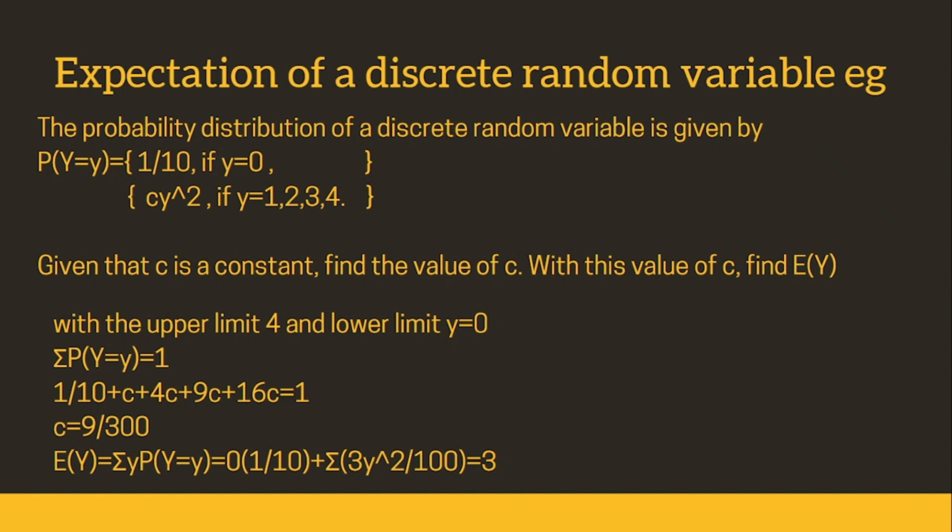So this is just an example. The probability distribution of a discrete random variable is given by P(Y = y), where if y equals 0, the probability will be 1 over 10.